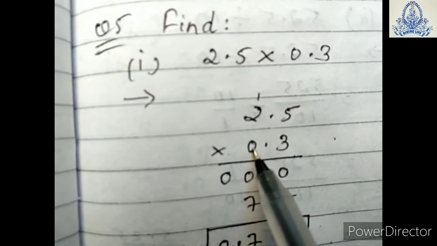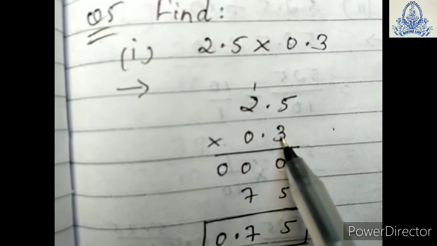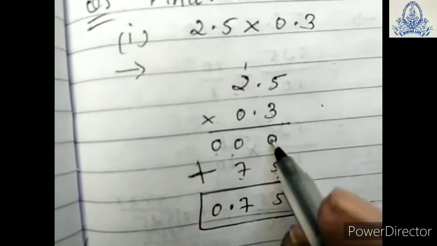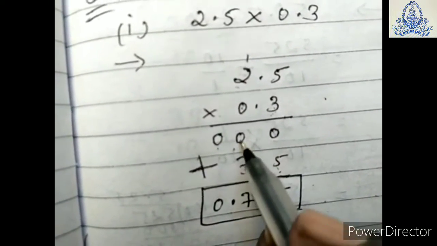Now this is the method. I am starting multiplication from this side, so I am taking 0 of 3, 0 5 is 0, 0 2 is 0. Now 3 5 is 15, so 5 and 1 is remainder. 3 2 is 6 plus 1 is 7. So after adding both, 0 plus 5 is 5, 0 plus 7 is 7, and 0 is 0.